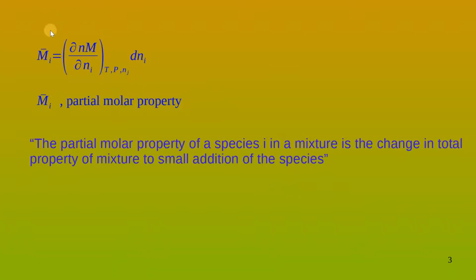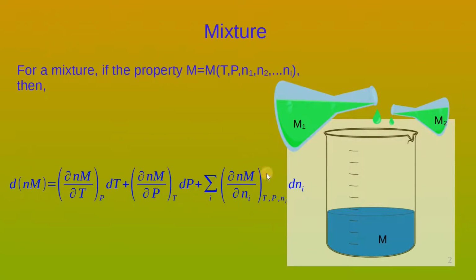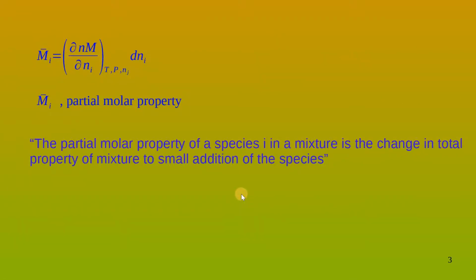Now, the last term, this has a special name. It's known as partial molar property. The partial molar property of any species I in a mixture is nothing but the change in property of the mixture to addition of I to that mixture into dNi.